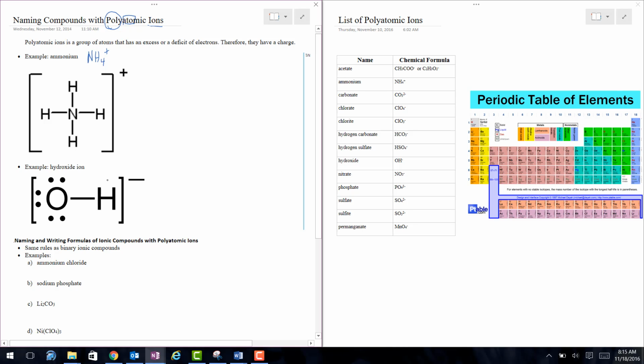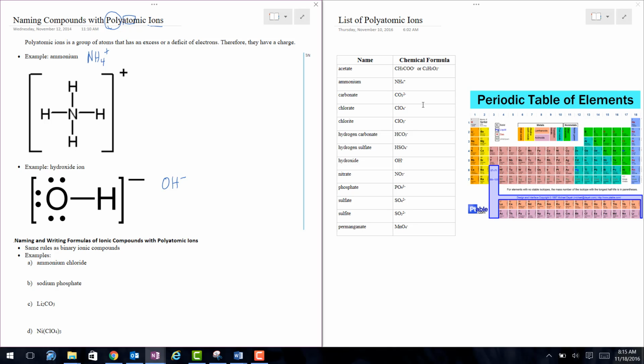Hydroxide is another example. If you draw the Lewis structure for hydroxide, this is what it looks like. This is how it's bonded and where the electrons are. But overall, we can think of it as a group of atoms joined together, carrying an overall charge.